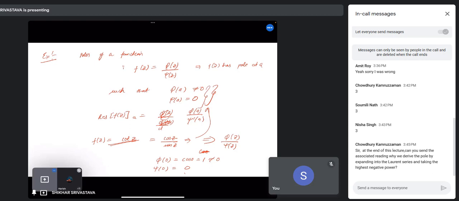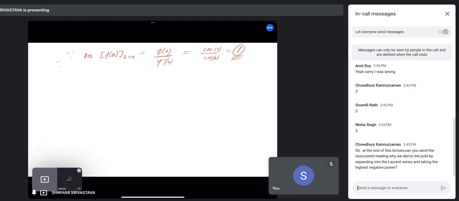For example, let me do it. So f of z is cos z by sin z. So cos z is 1 minus z square by 2 factorial plus z to the power 4 by 4 factorial, and so on to infinity. And sin z, let me write here only: z minus z cube by 3 factorial plus z to the power 5 by 5 factorial, and so on.